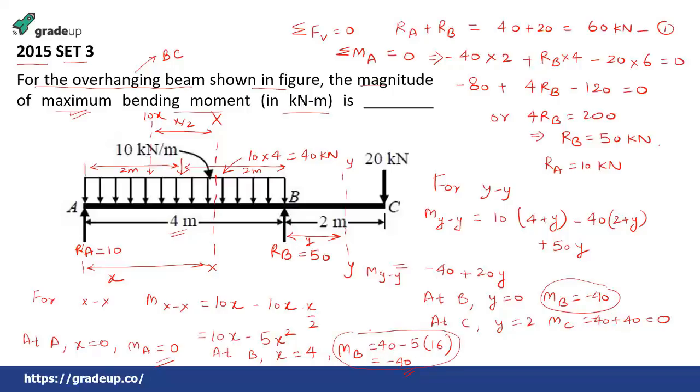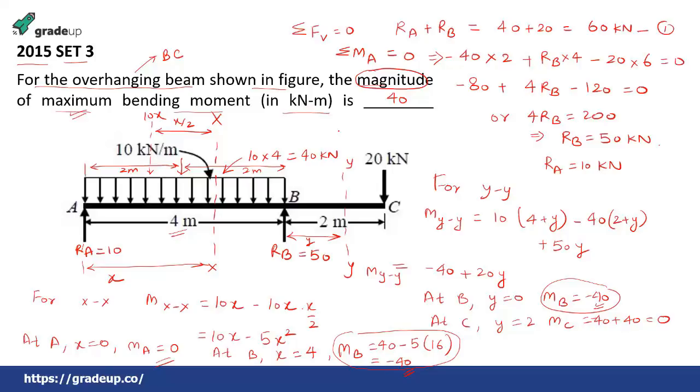It hasn't asked you the position, it has asked you the magnitude. The overall value is minus 40. That means it's a negative bending or a hogging bending, but this asks only the magnitude. So the correct answer here will be only 40 and not minus 40. So you have to see these kinds of words also, that magnitude is asked.